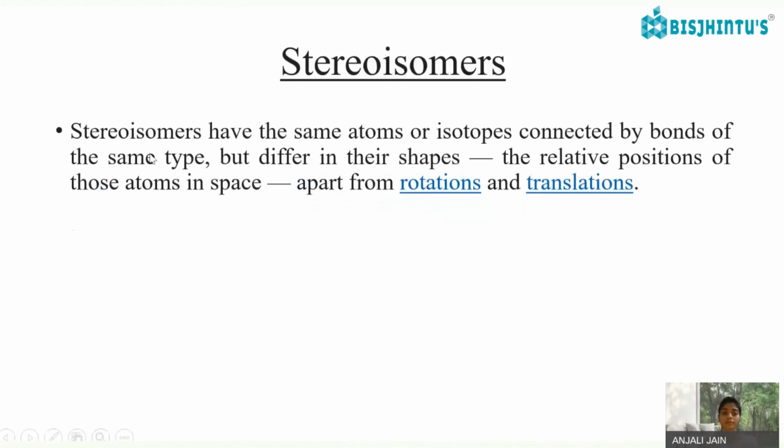Now we come to stereoisomers. Stereoisomers are those which have the same atoms or isotopes connected by bonds of the same type, but differ in their shape, the relative position of those atoms in space, apart from rotation and translation. Just now we saw the cis and trans isomers, in which if the same functional group or moiety, a methyl moiety or any other group, is attached at the same position, then it is called cis. And when it is attached at the opposite position, then it is called trans.